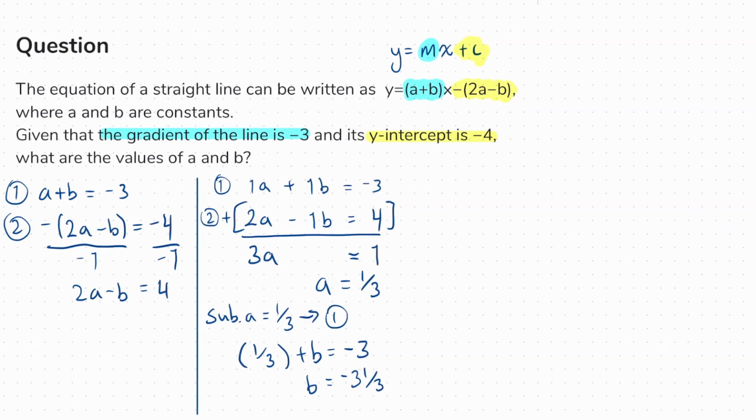So what are the values of a and b? Well, a is 1/3 and b is -3 and 1/3. If you'd like to try the substitution method, I recommend you do, and double check your answers against mine.